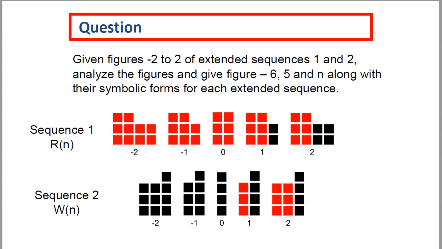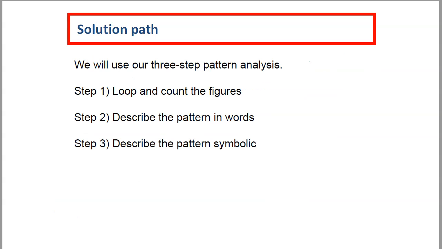So you can see we have two sequences there, R of n, sequence 1, and W of n, sequence 2. We'll use our three-step pattern analysis.